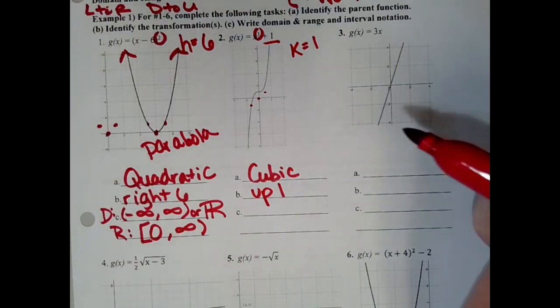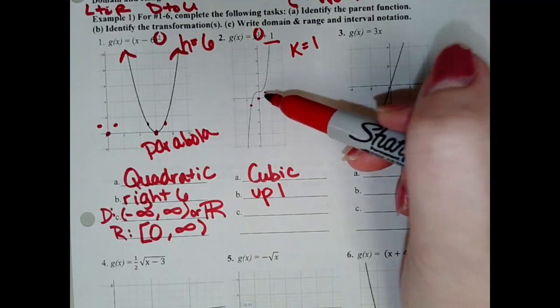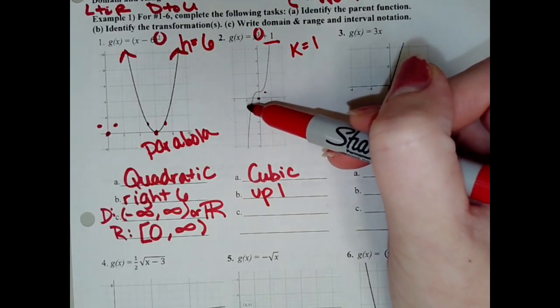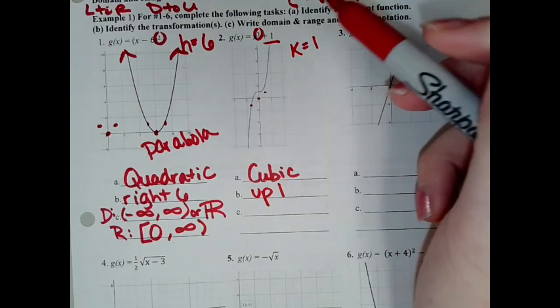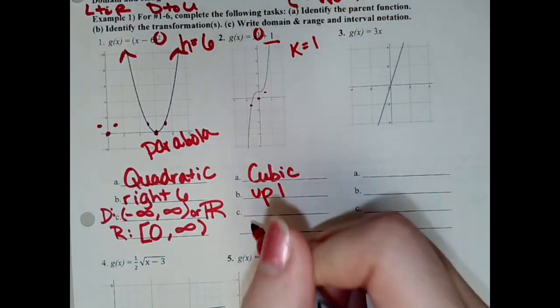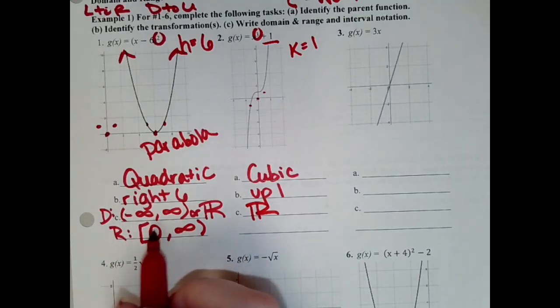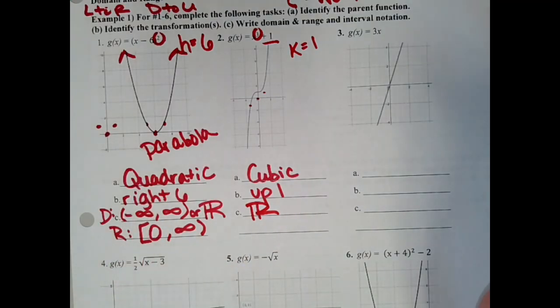Domain and range. Domain is how the function is behaving to the left and to the right. This function will keep going to the left forever. The function will keep going to the right forever. That would be all real numbers. Or you could write negative infinity to positive infinity with parentheses.